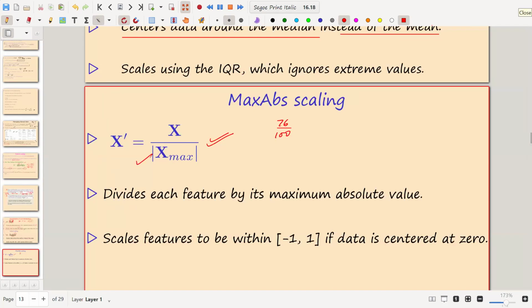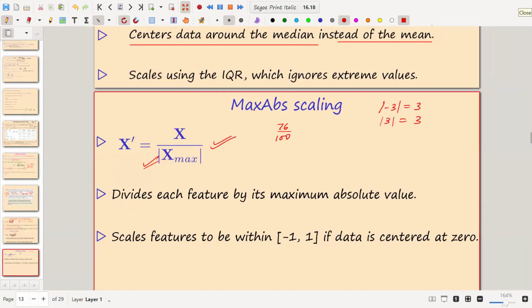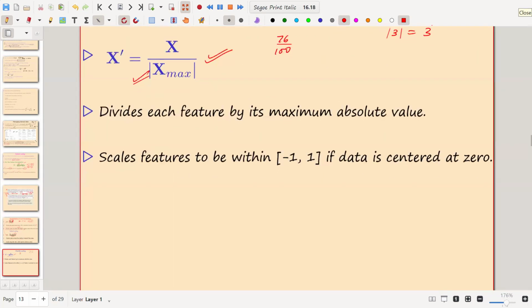But maybe some of your quantities can be negative or positive. Depending on that, you can take the modulus also. The modulus of -3 is 3, and the modulus of 3 is also 3. Just divide by the max, as you do in many of your cases. Since x max has been modulated, that is, the absolute value has been taken, x can be positive or negative.